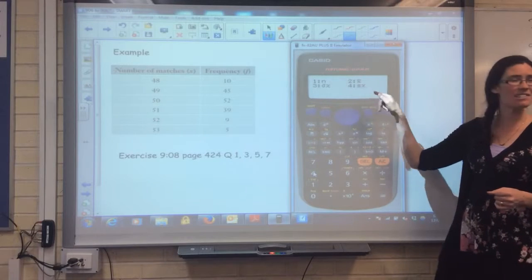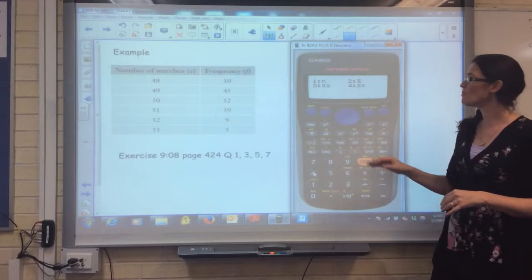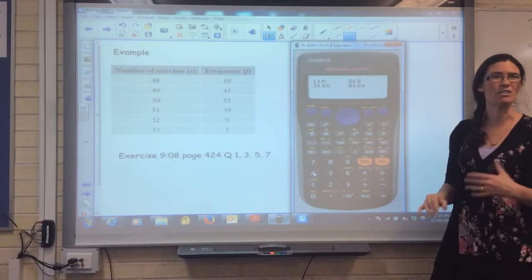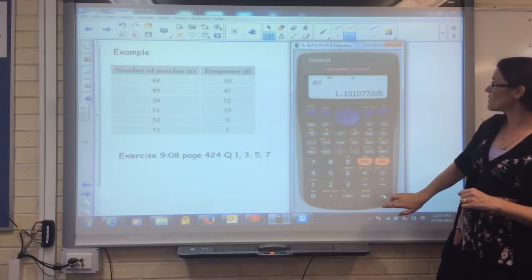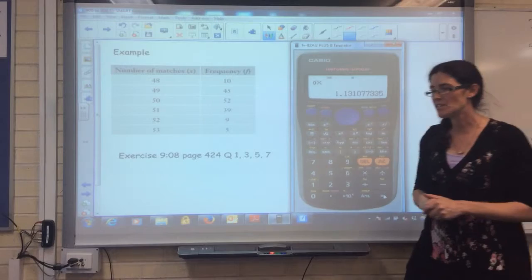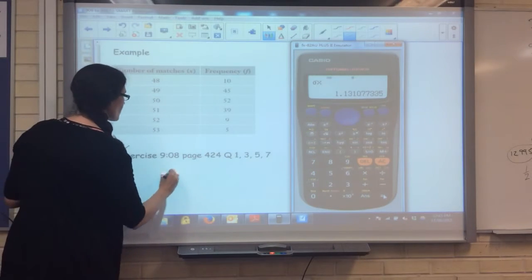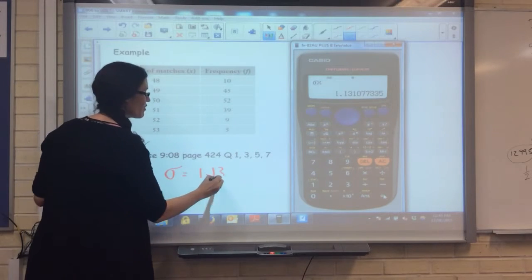This last one, SX, we don't use that one. That's standard deviation for a sample. We are not going to use that one. We'll only be using number 3 with the sigma on it, so it should be easy to remember. So if I press number 3 and then press equals, I find that the standard deviation for this set of scores, so sigma, is, to 2 decimal places, 1.13.